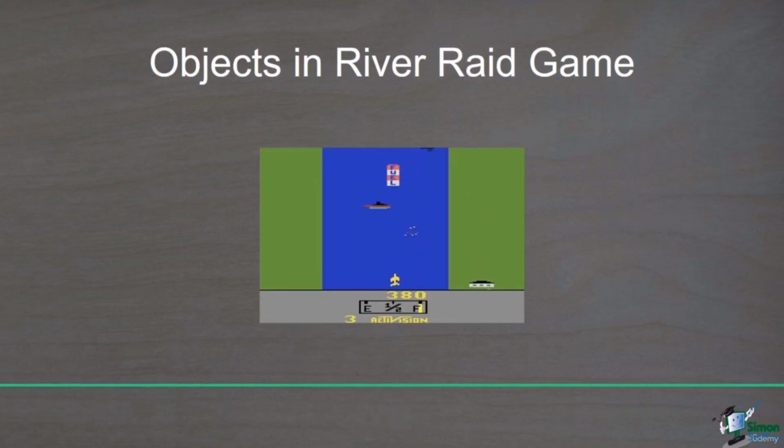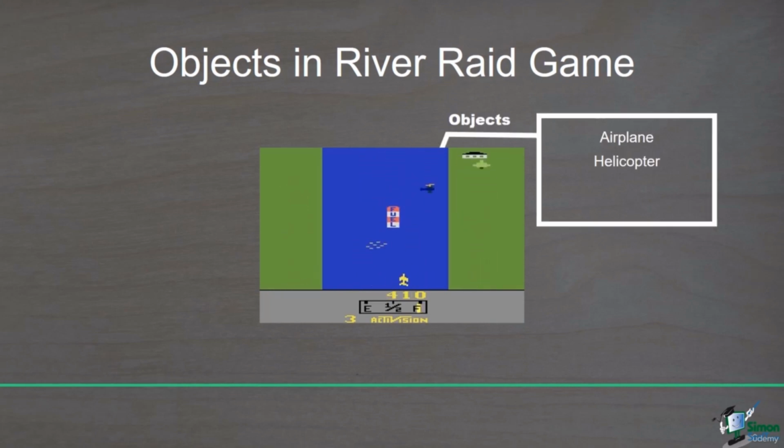As another example, suppose you are thinking of designing a game like the River Raid Atari game. On the screen you can see lots of things: the airplane, the enemies such as helicopters or a ship, and the fuel station. All of these can be considered as objects that have attributes and methods.